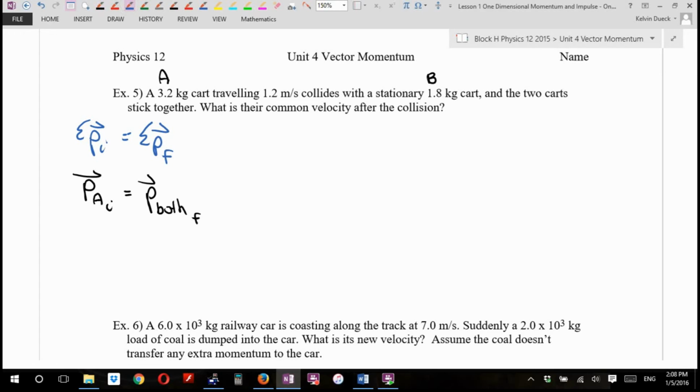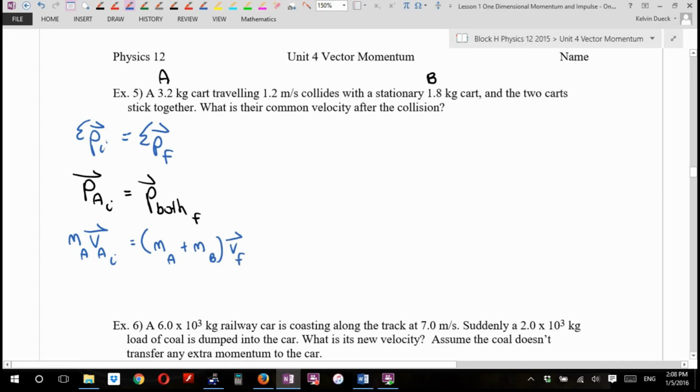Momentum is what times what? Dustin, you're right, loud and proud. So the momentum of A initial is going to be mass A times V A initial, yes? And I guess the momentum of both is going to be the mass of A plus the mass of B times V final, because they're stuck together. If they're stuck together, they must be traveling at the same velocity.